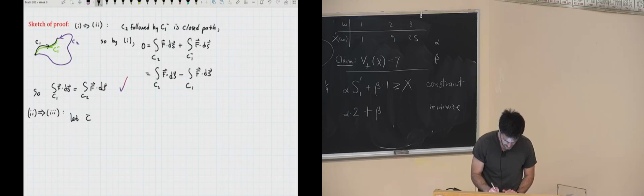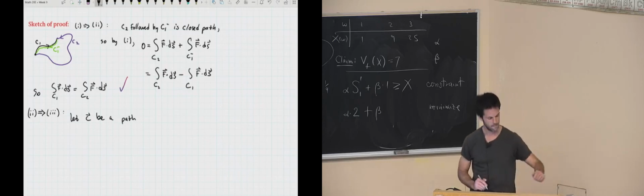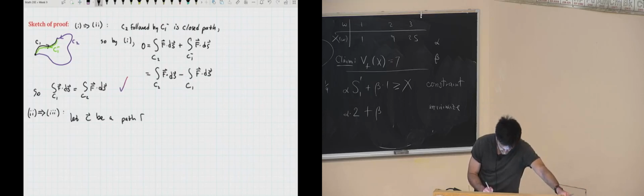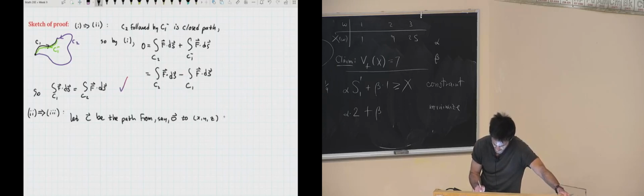We're going to let C be a path from, say, the origin. You can really pick any point. I'll just pick the origin to some other given point x, y, z. In fact, I'm going to choose a specific path. So not just any path. I'm going to show you the path. Let C be the path from the origin to x, y, z shown below.